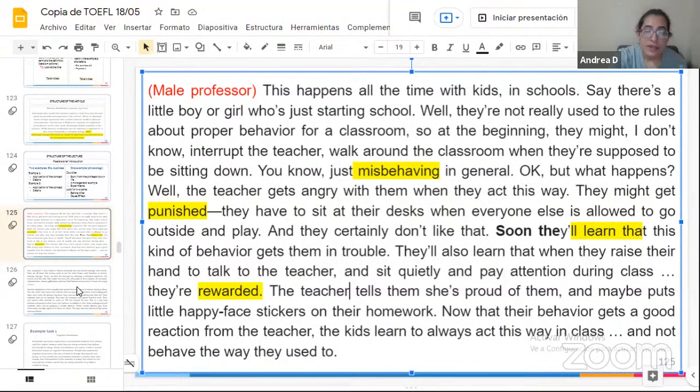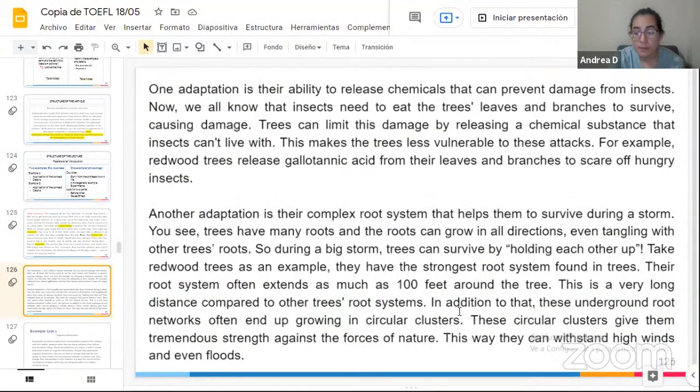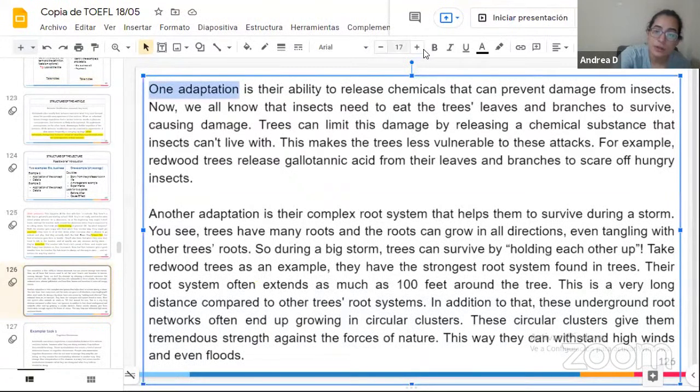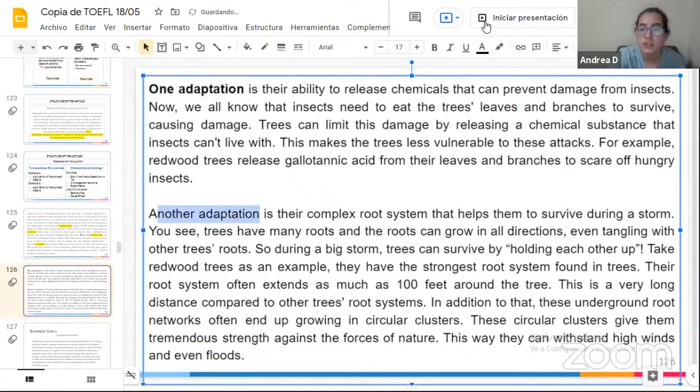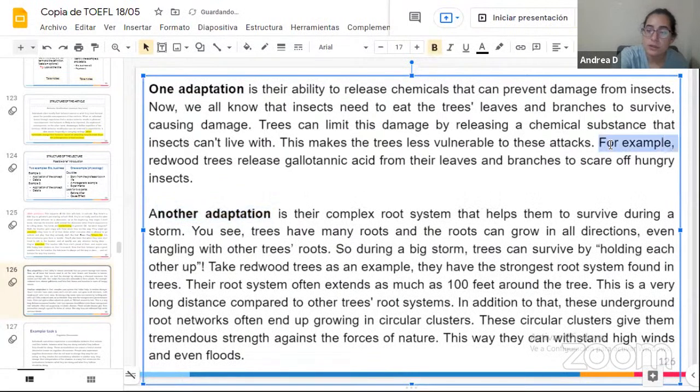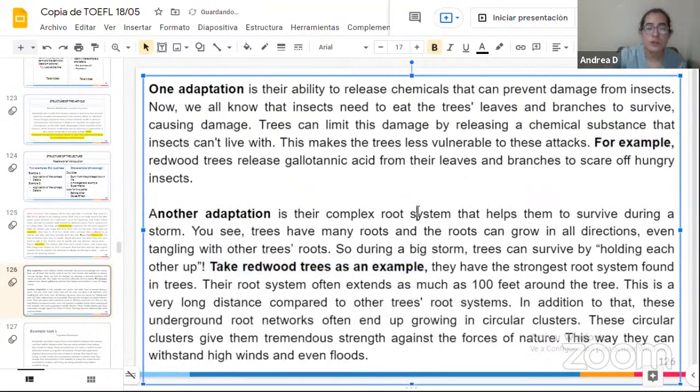Now, if you have a biology or a business topic, remember I said you will have two paragraphs. This is how a transcript from a biology topic looks. As you can see, you have two paragraphs. One tip I could give you is to pay attention to transitions, like "one adaptation is," "another adaptation is," "for example." Pay attention to transitions like first, furthermore, for instance, to illustrate, as a result, now let's look at. All those transitions are going to help you understand the structure of the lecture.